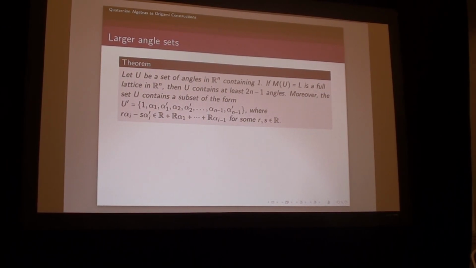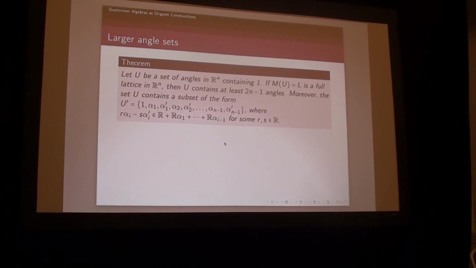Well, in order to make our lattice in, say, 4 dimensions, we do need at least 7 angles. In n dimensions, it's at least 2n minus 1 angles. But it's not enough to have at least that many angles. We may not be able to reduce the angle set just to 7 angles, or 2n minus 1. So that's unfortunate, but that gives us more information.